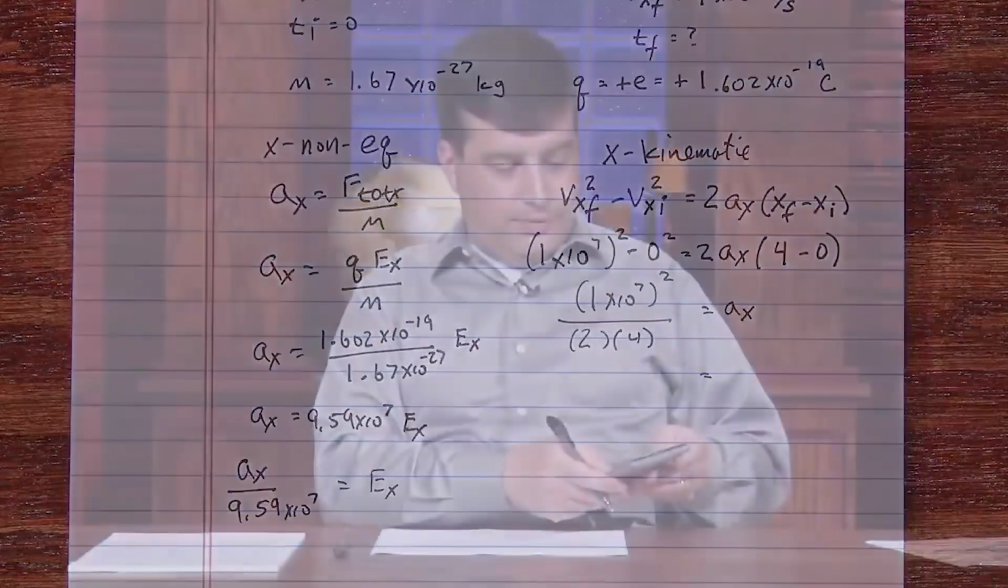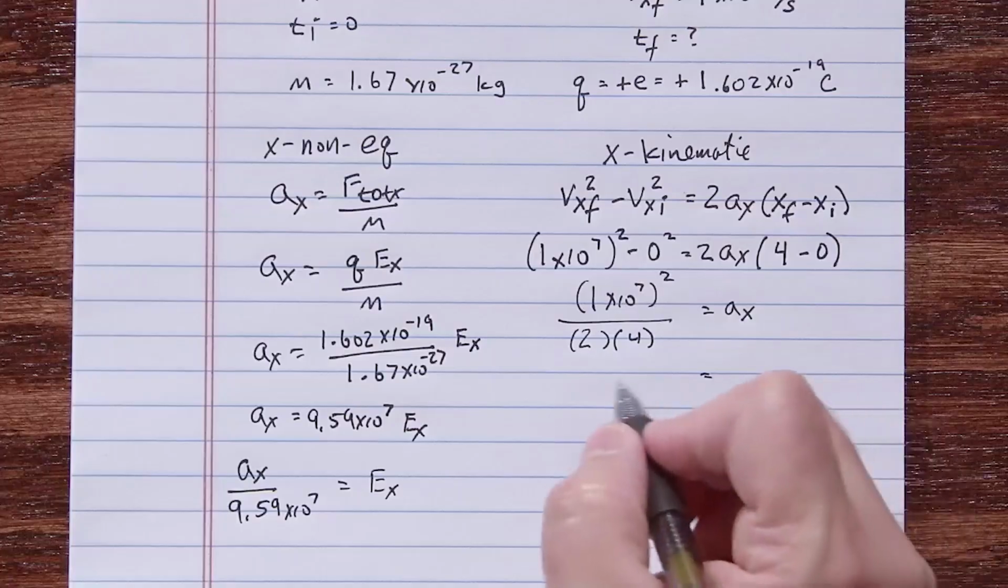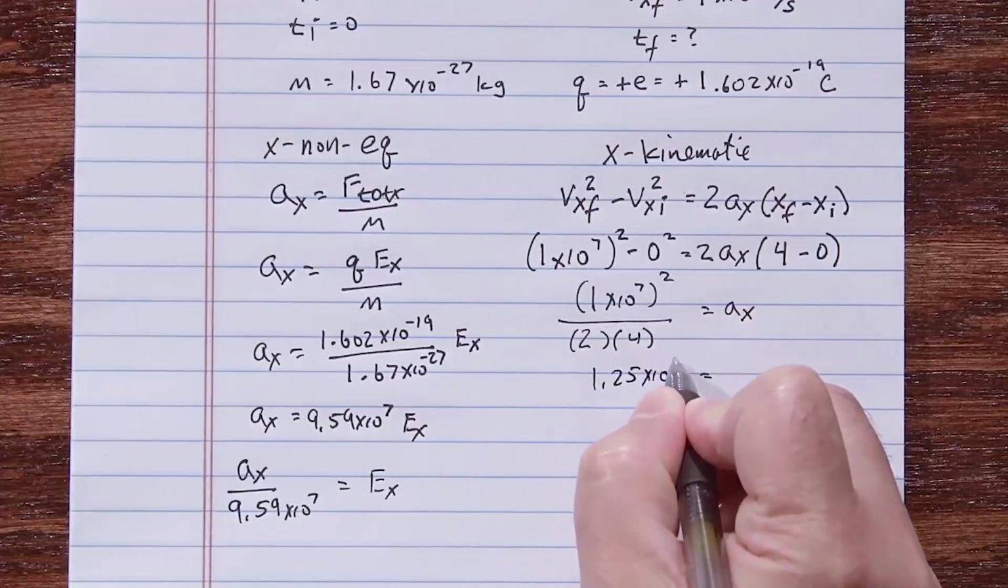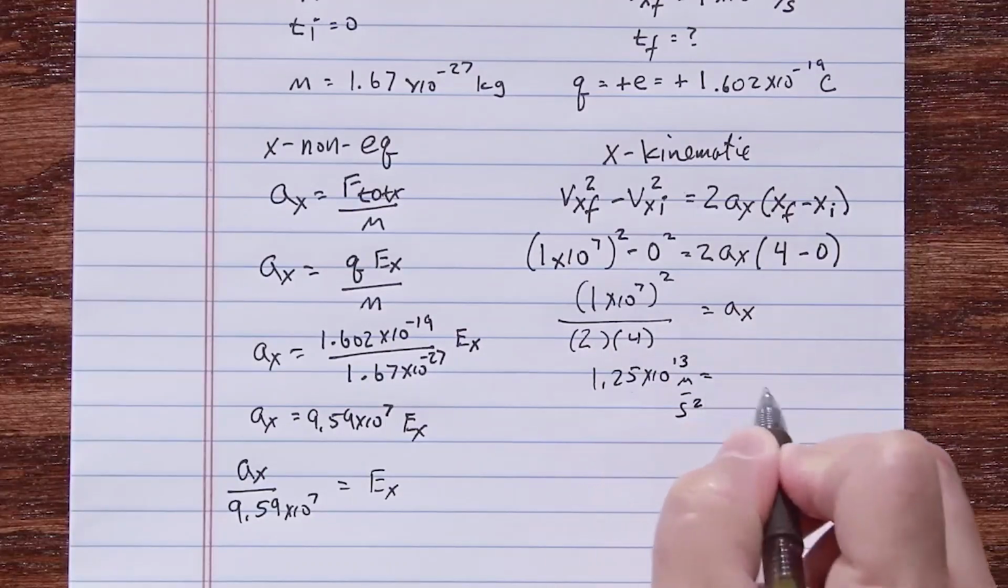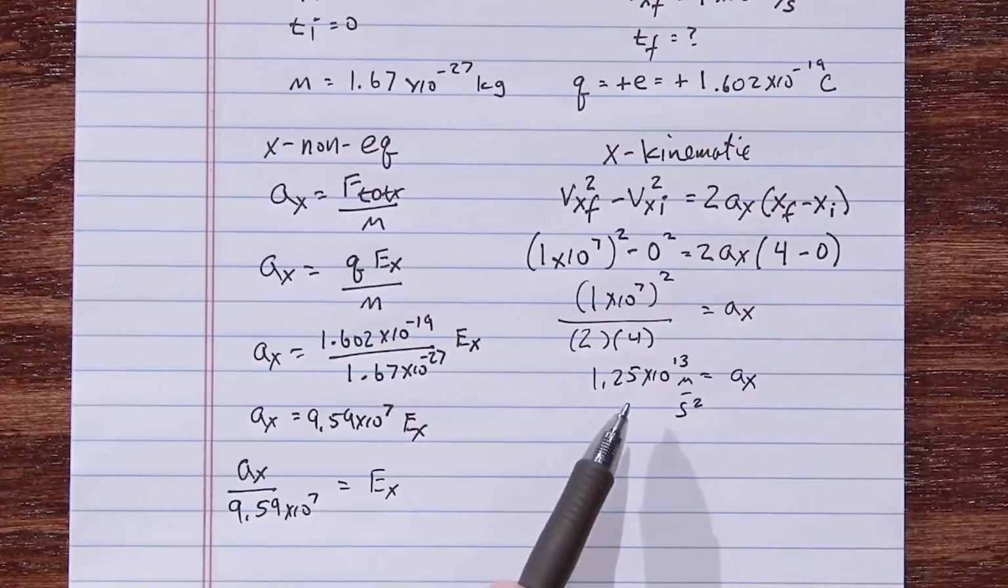And so we have 1 times 10 to the 7 squared divided by 2, and divided by the quantity of 2 times 4. And that would be 1.25 times 10 to the 13 meters per second squared is equal to Ax. So that is the acceleration, 1.25 times 10 to the 13 meters per second squared.